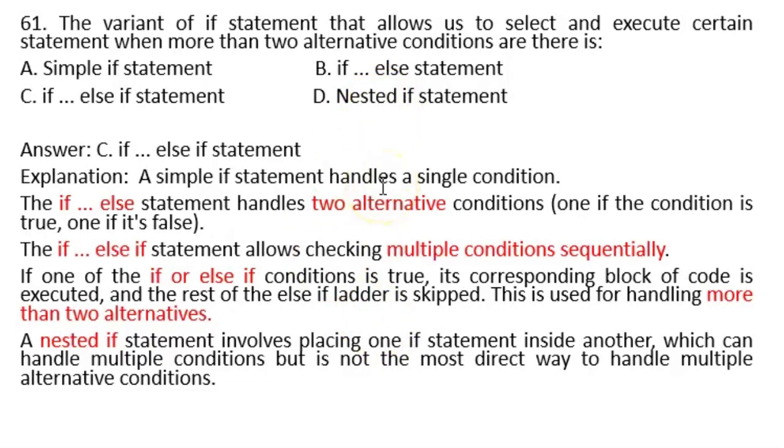Question 61. The variant of if statement that allows us to select and execute certain statements when more than two alternative conditions are there is: A, simple if statement; B, if else statement; C, if else if statement; D, nested if statement. The if statement is divided into four: simple if, if else, else if, and nested if.